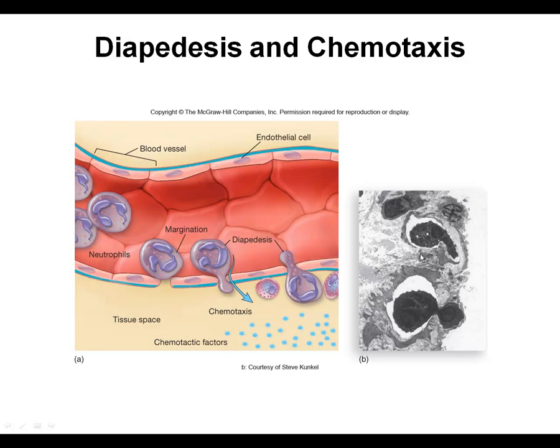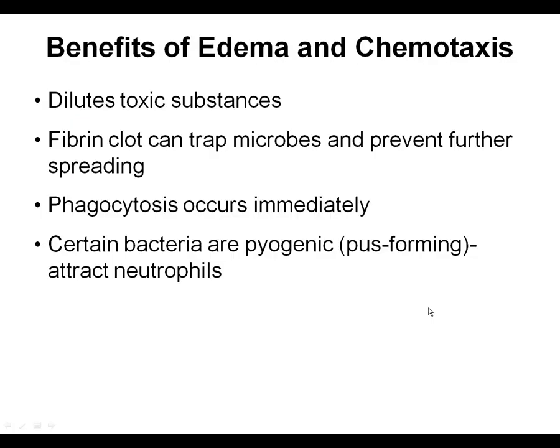If you look here, this is actually a micrograph. Here is the blood vessel. Right here, you've got all of these cells that are coming through here, and this is basically an opening in the endothelial lining, and this cell is squeezing out into the extracellular space so it can go and deal with whatever microbe has invaded the area.